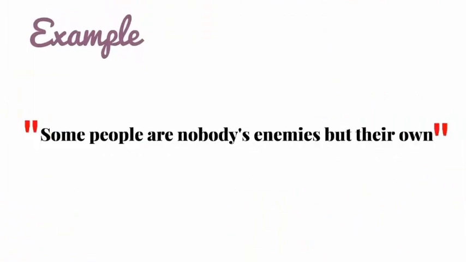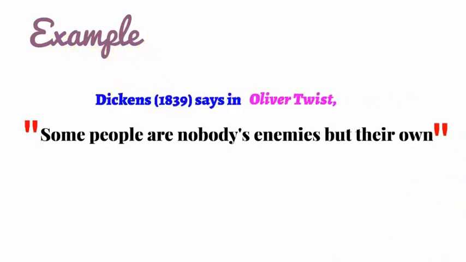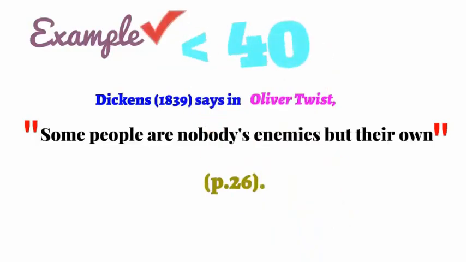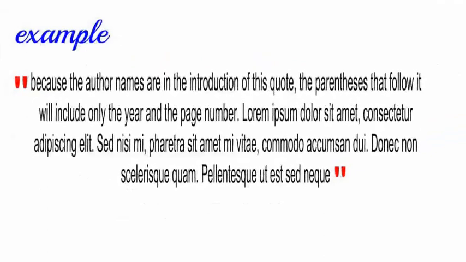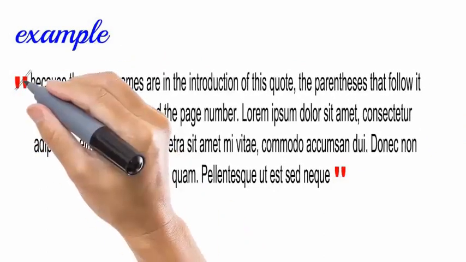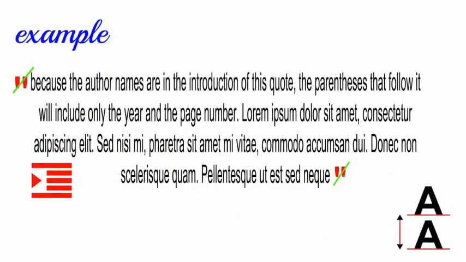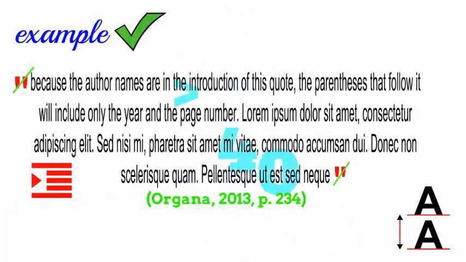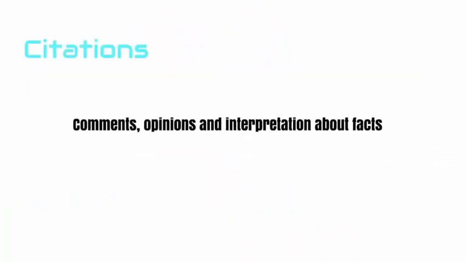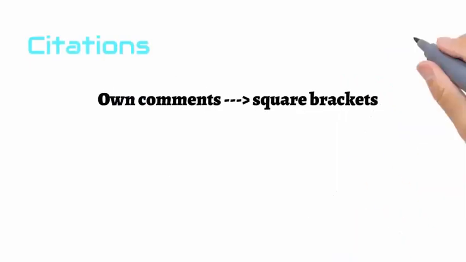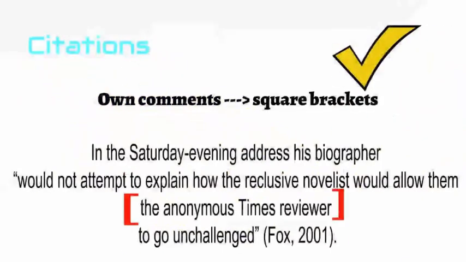Quotes less than 40 words should be incorporated into the text of the paragraph, enclosed in quotation marks. Include the author's name, year of publication, and the page number for reference. Quotes comprising 40 or more words are written in block text. Omit the quotation marks, but present the quote on a new line. Indent halfway from the left margin, and maintain double spacing throughout the quote. The citation should come after the closing punctuation mark, enclosed in parentheses. Comments, opinions, and interpretation of facts are documented, but common knowledge is not generally cited. Moreover, your own comments can be inserted within the quotation using square brackets.